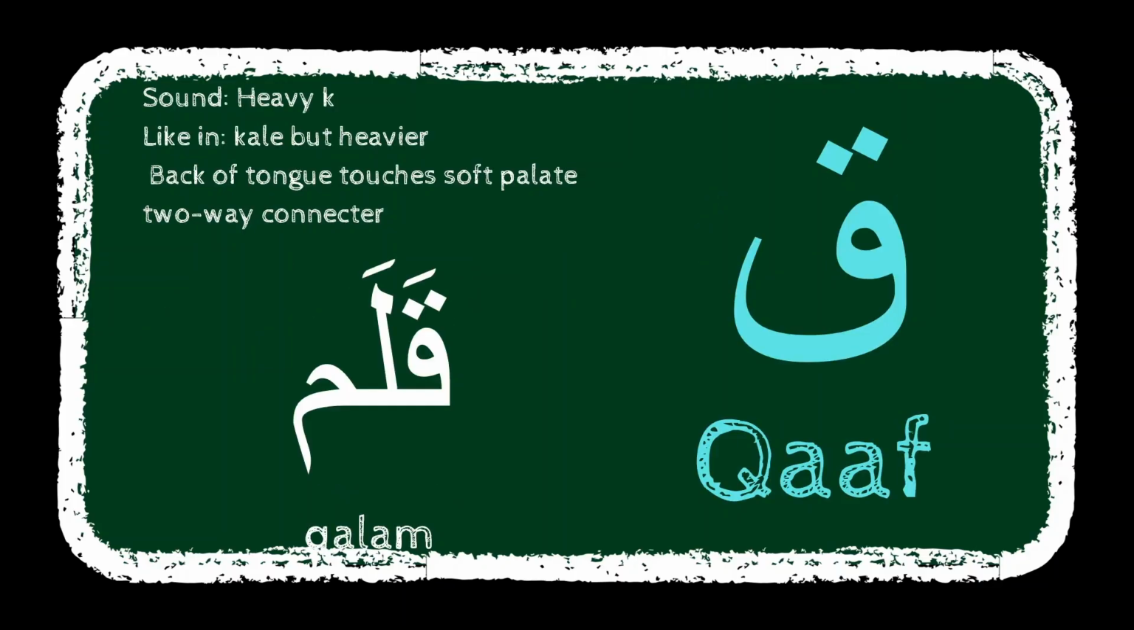Our next letter is Qaf, and if I have to describe it, I'll describe it as a heavy K, like the word kale or kite, but a little bit heavier. Now, the back of the tongue will touch the soft palate of the mouth, okay? It's qa. So we have qa. Qalam. This word is qalam, which means a pen or a pencil, okay?